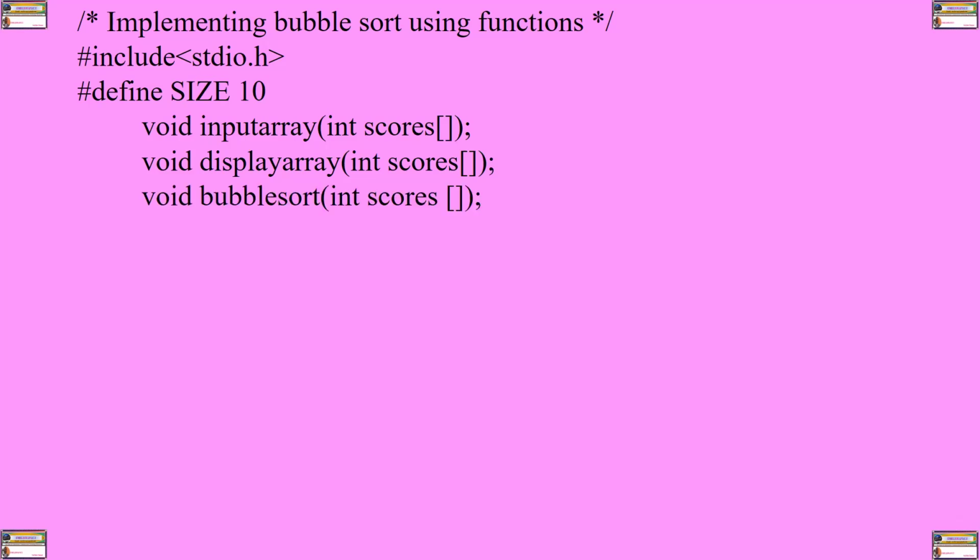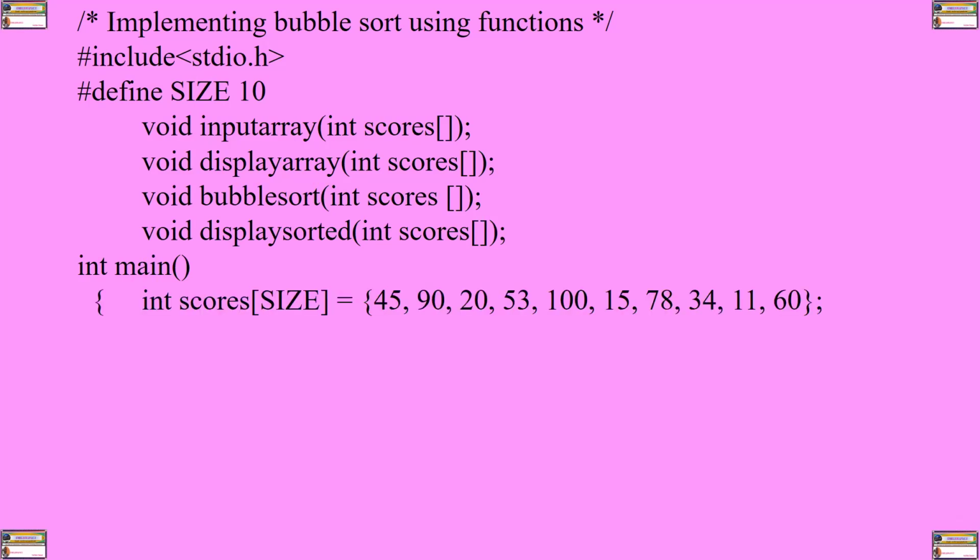The other function prototype is bubble sort. The one which is going to be doing the sorting is going to receive an array of type integer called scores. The other one is to display the sorted array. It's also going to receive an array of type integer, and those are the prototypes we shall have.